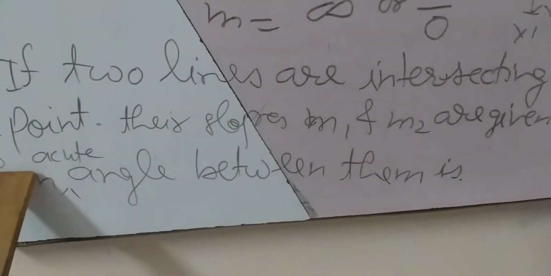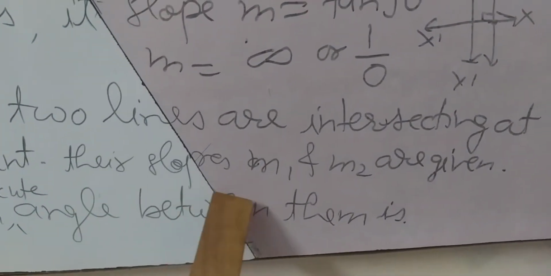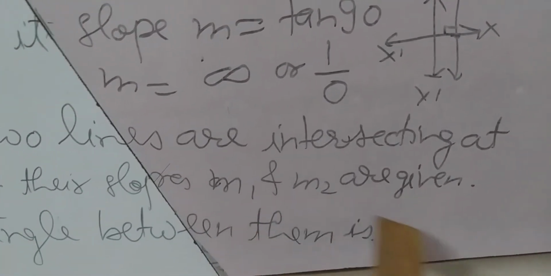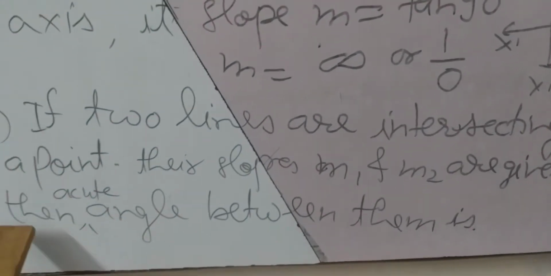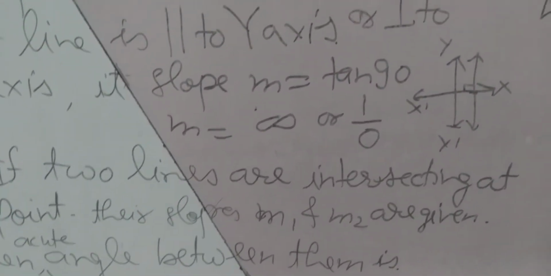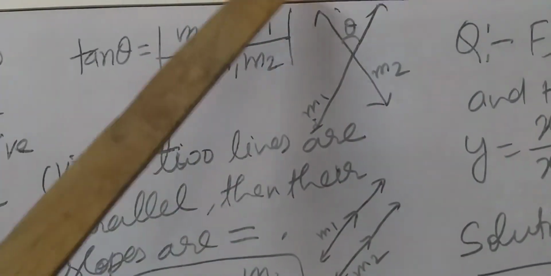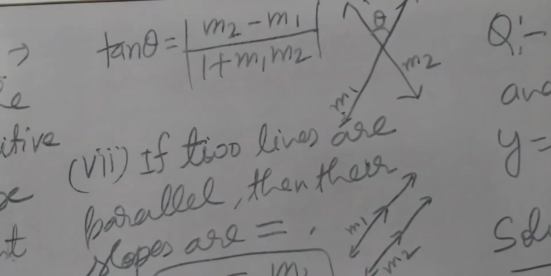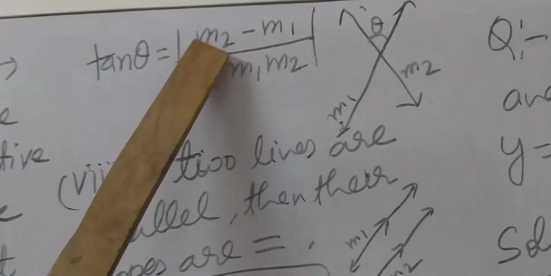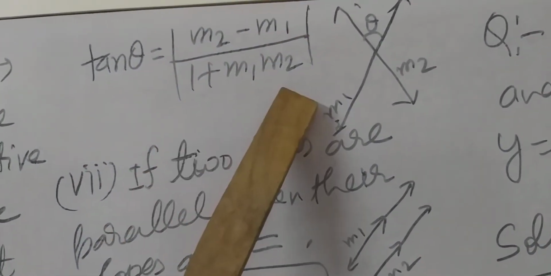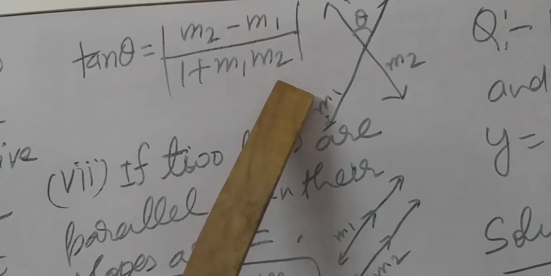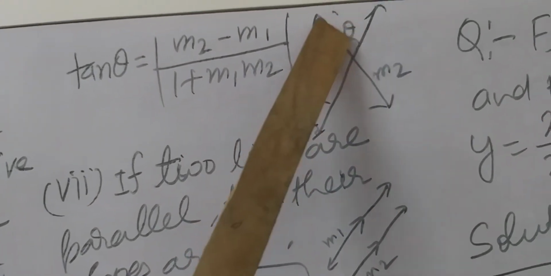Now students, if two lines are intersecting at a point, their slopes are m1 and m2, then the acute angle between them is, you can see here students, these are two lines. This is line m1, this is line m2, and angle between them is theta. Then tan theta equals m2 minus m1 upon 1 plus m1 m2. The angle between two lines.